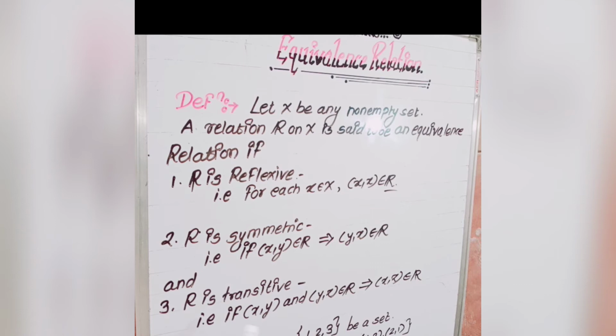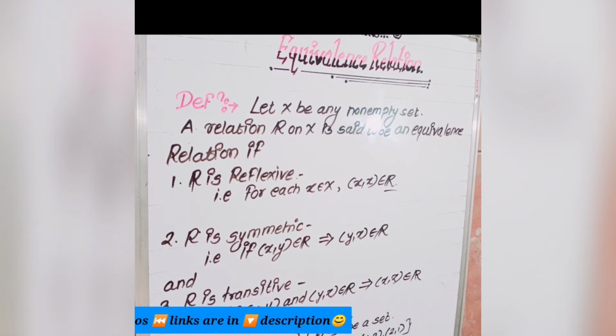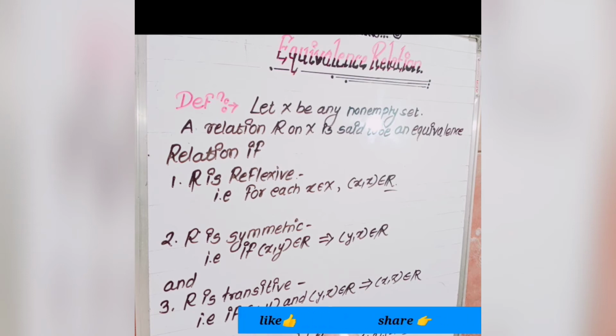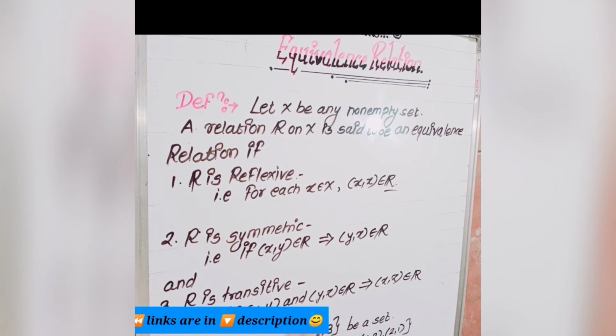Next, R is transitive. That is, if the ordered pair (x, y) and the ordered pair (y, z) belong to relation R, that implies the ordered pair (x, z) belongs to relation R. That means x is related to y, and if y is related to z, then x is related to z. Okay, we understand this concept by example. So we move on to the example.